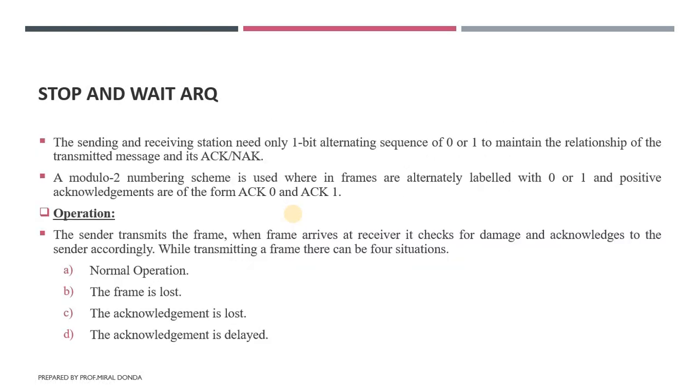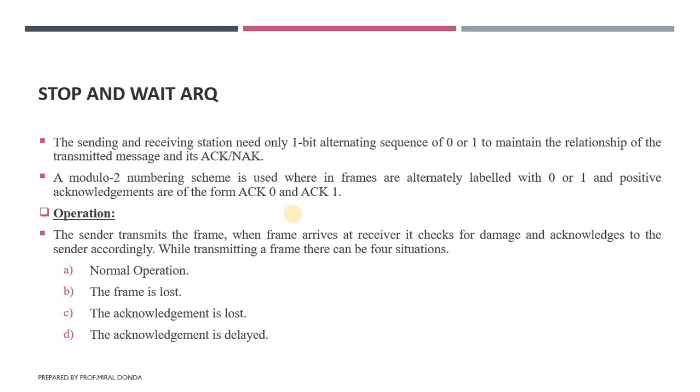Now the sending and receiving station needs only a 1-bit alternating sequence of 0 and 1, maintaining the relationship of the transmitted message and its acknowledgement, ACK or positive or negative acknowledgement. A modulo 2 numbering scheme is used when the frame is alternately labeled with 0 and 1, and positive acknowledgements are of the form acknowledgement 0 and acknowledgement 1. So this is the sequence numbering system.